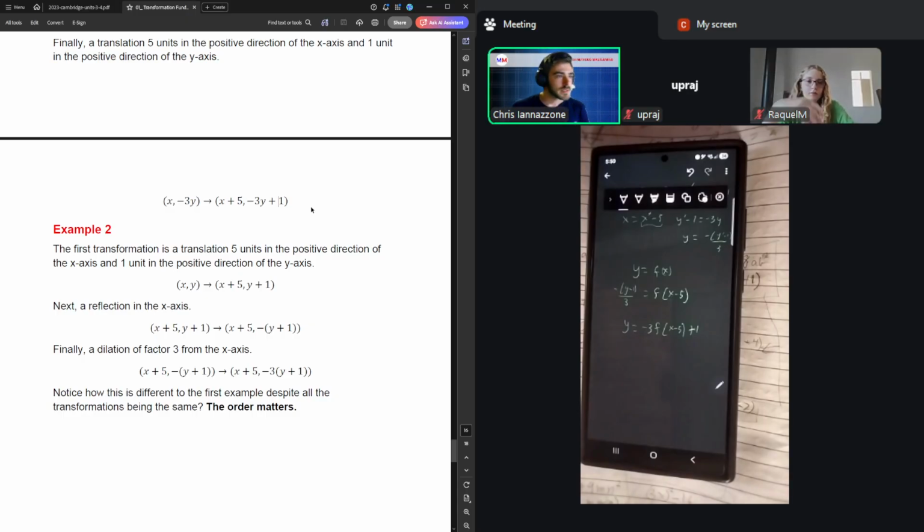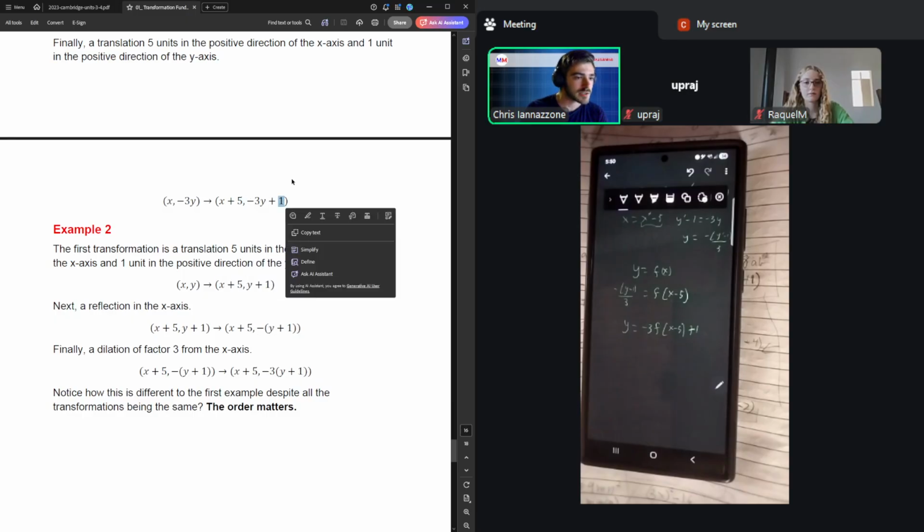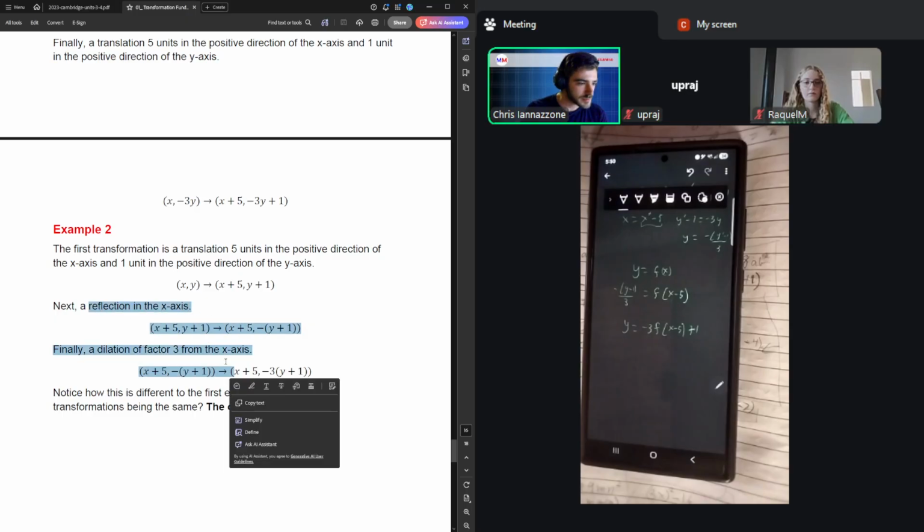Cool. Back to the pre-written notes. The transformations we'll look at are going to be the exact same thing, but in a different order. So in this case, we did translations first. You start with your xy, you put your plus 5 and your plus 1, kind of like what we did at the end last time. Here's where things are going to get a bit different.